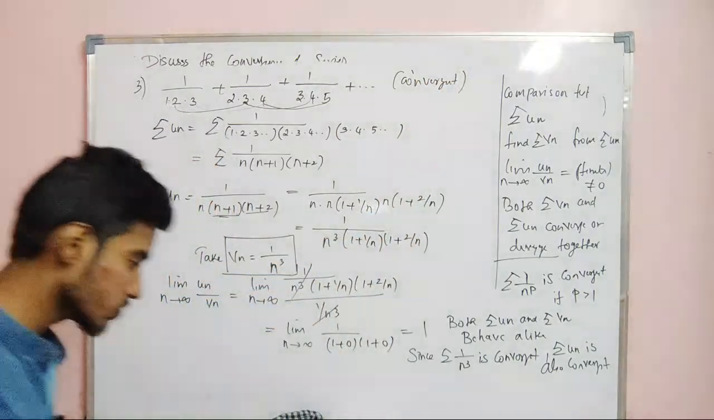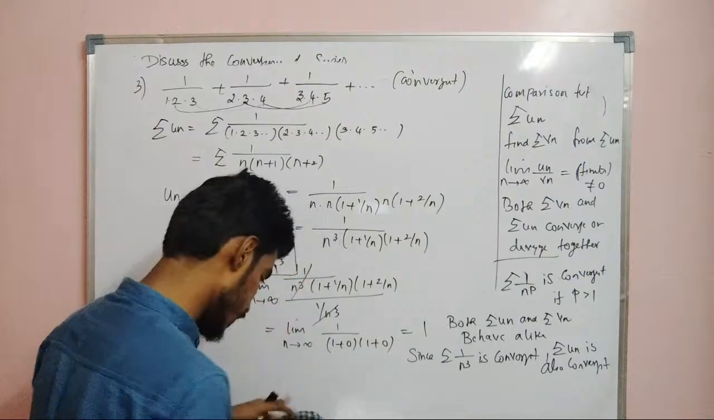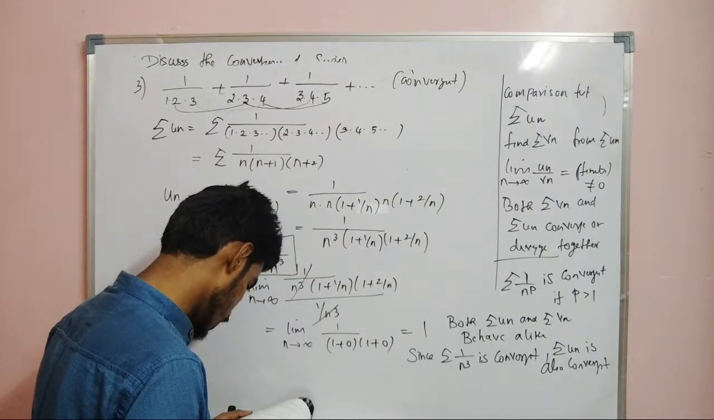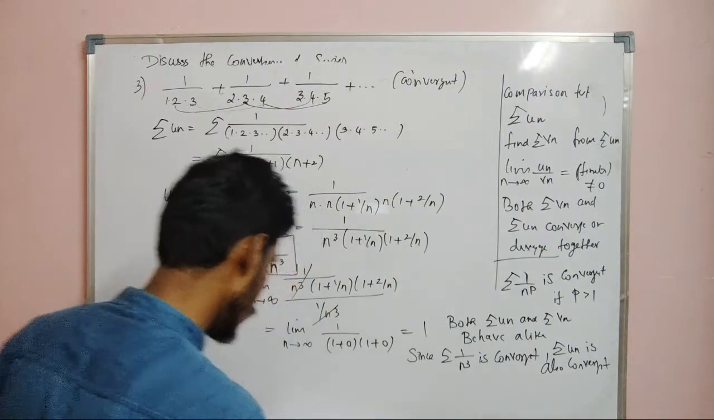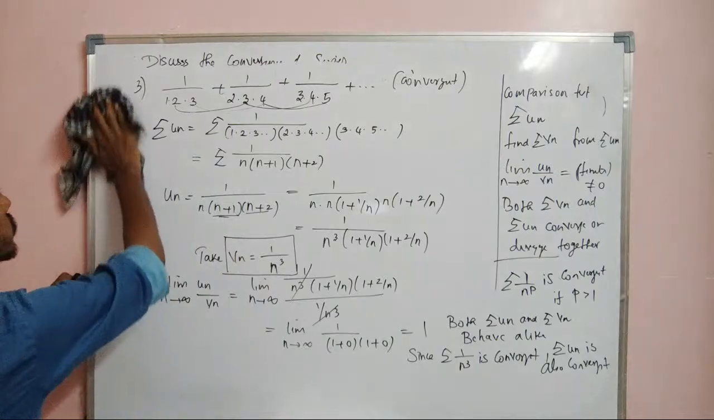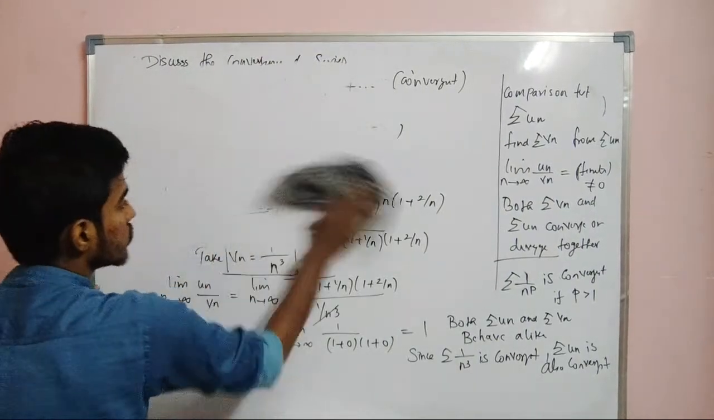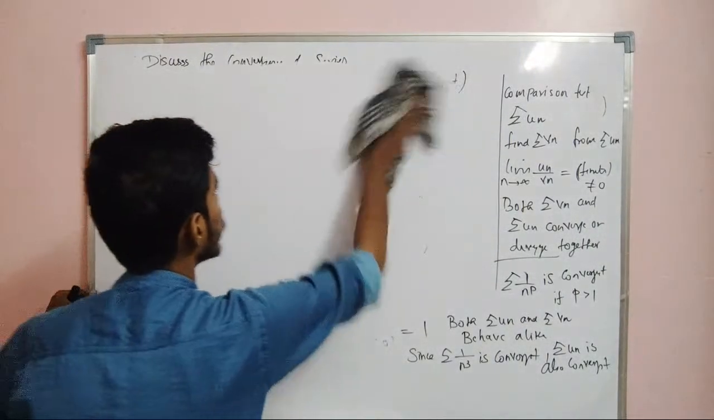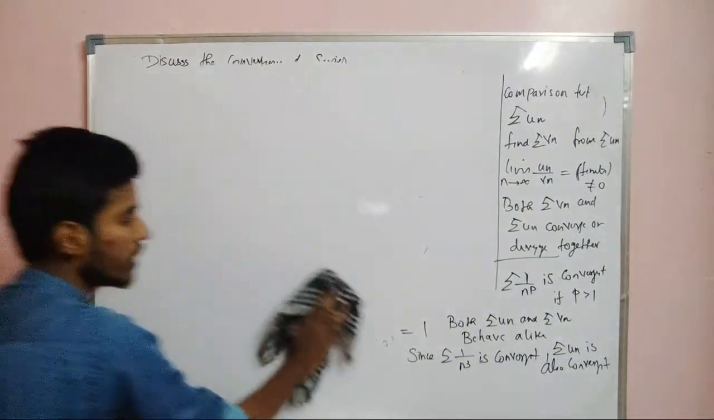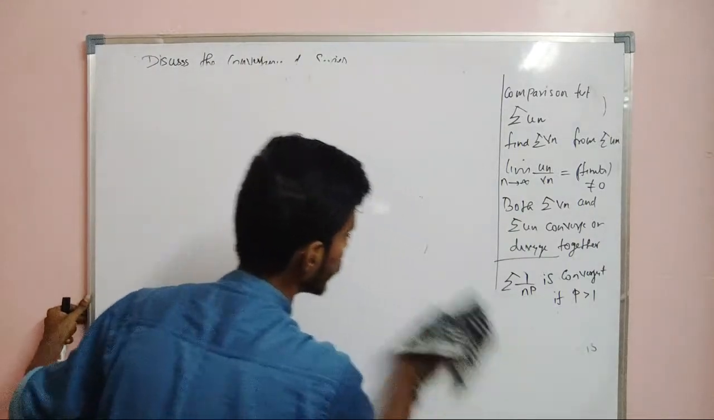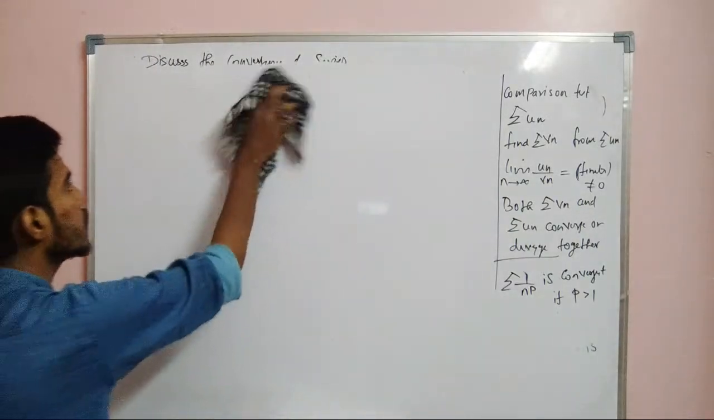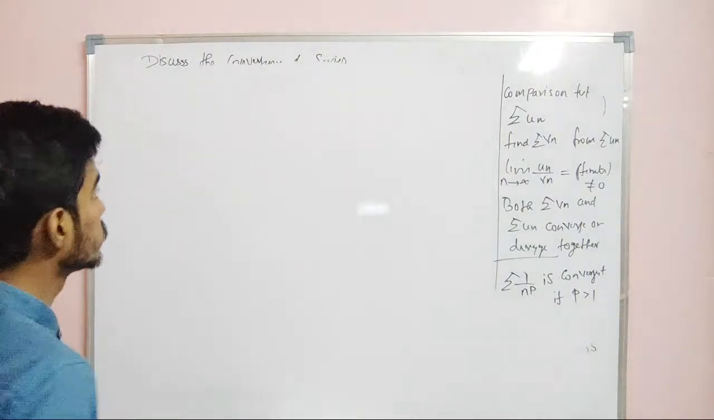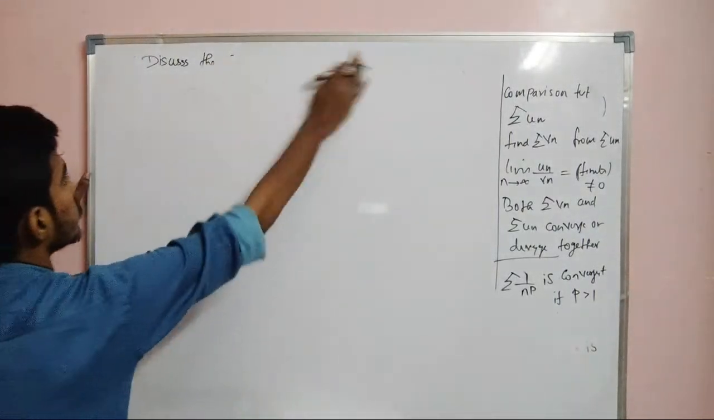So now we'll move on to the next problem. We will do the fourth problem now. You just have to take vn from un in the format 1 by n power p. Discuss the convergence.